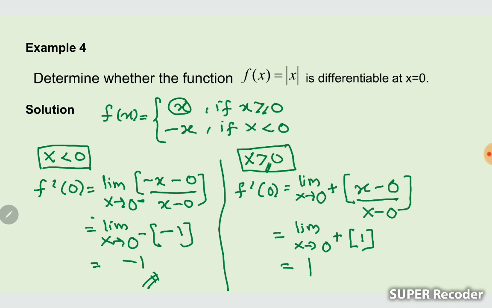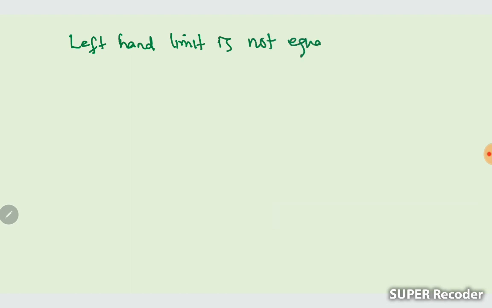So what is the conclusion that we can make? The left hand limit is not equal, like the first example, to the right hand limit.